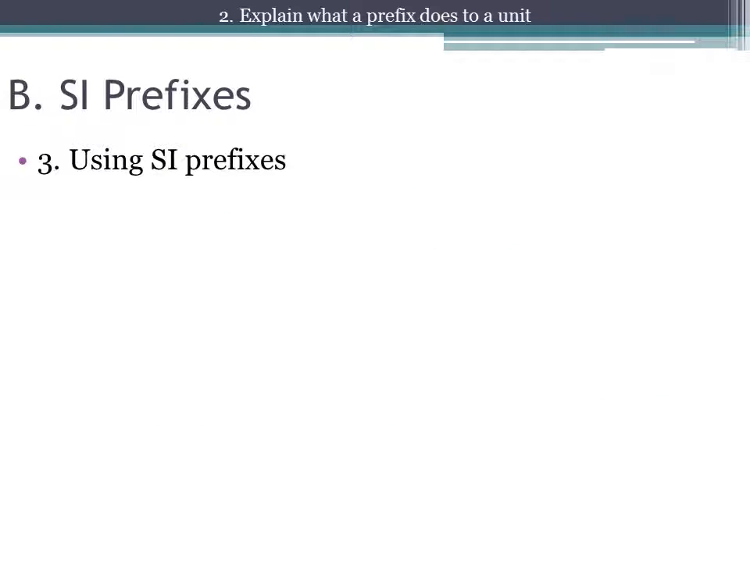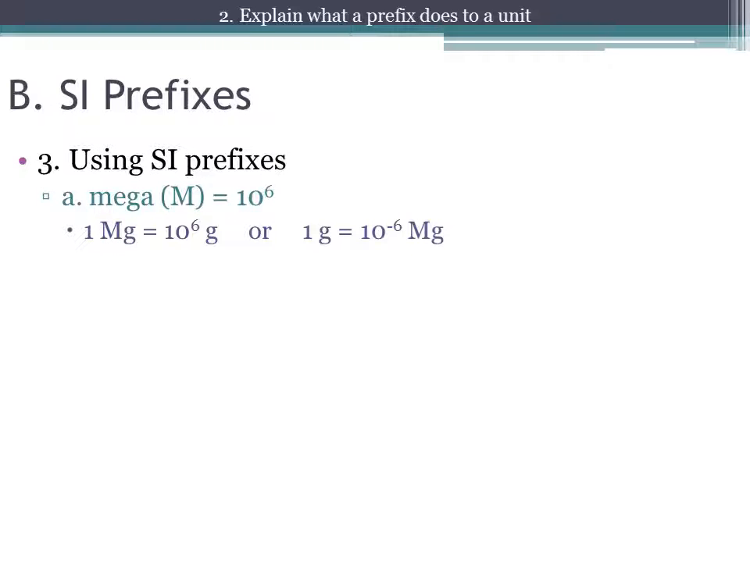Here are some examples of how we go about using SI prefixes. Let's say we consider the prefix mega, which means 10 to the 6th, so that would be a million. It's most convenient in these cases to think of these prefixes in terms of their power of 10. It becomes much more difficult, in my opinion, if you start thinking in terms of the decimal number. So in other words, a million in this case. So what that means then, if we're talking about megagrams, 1 megagram would equal 10 to the 6th grams, because mega means 10 to the 6th, or a million.